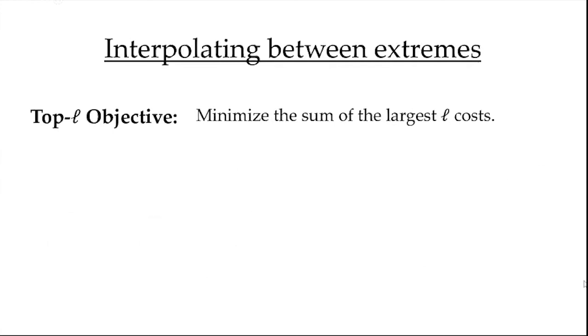How does the complexity of the problem change when L is 3? Of course, when L is 1, it becomes the min max. When L is n, the number of clients, it becomes the min sum. So what's the complexity increase? So that's the top L objective.